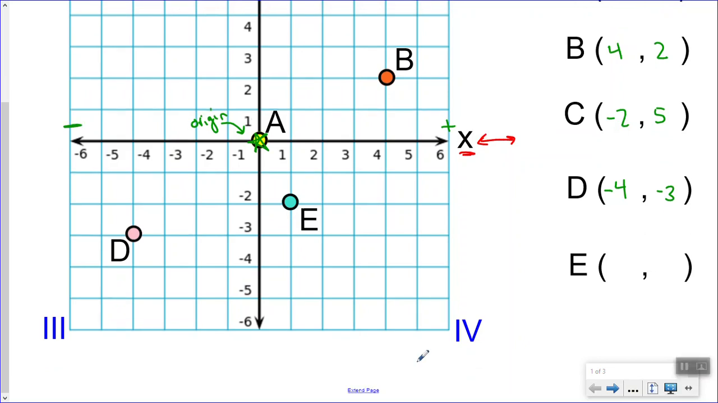Alright, so again, we start at the origin. To get to E, we have to move to the right 1 unit. So my x-coordinate is going to be a positive 1. Then once we've moved right 1 unit, we have to go down 1, 2 units. Since I'm going down, my y-coordinate is going to be negative, and since we move 2 units down, it's going to be negative 2. So there's the ordered pair 1, negative 2 for E.